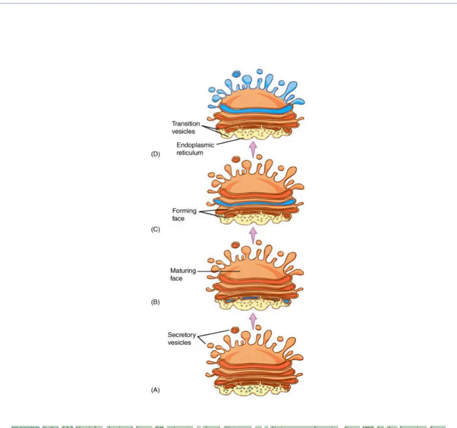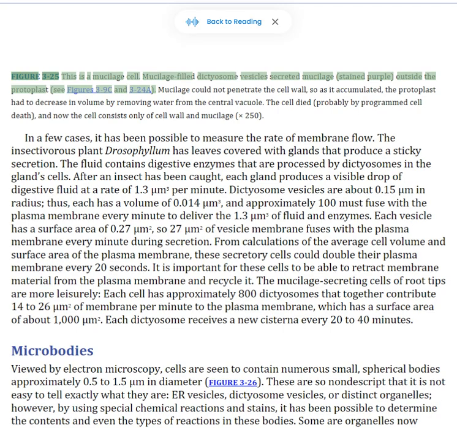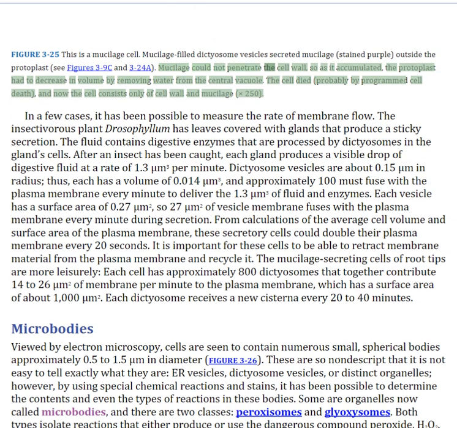Figure 3.25. This is a mucilage cell. Mucilage-filled dictyosome vesicles secreted mucilage outside the protoplast. Mucilage could not penetrate the cell wall, so as it accumulated, the protoplast had to decrease in volume by removing water from the central vacuole. The cell died, and now the cell consists only of cell wall and mucilage.